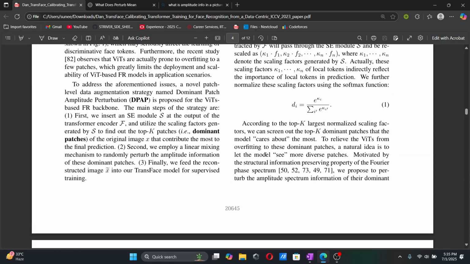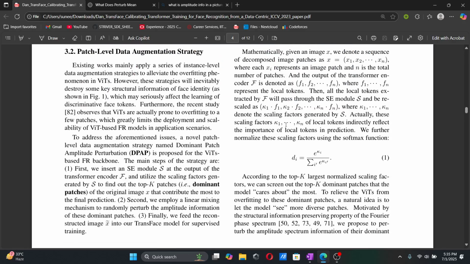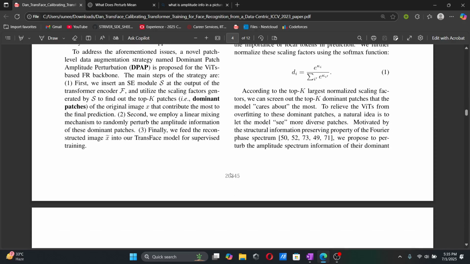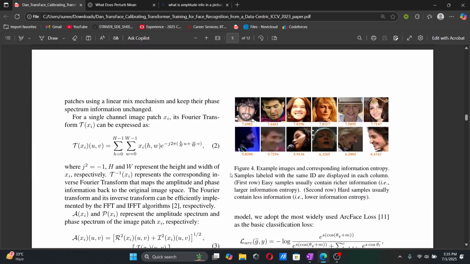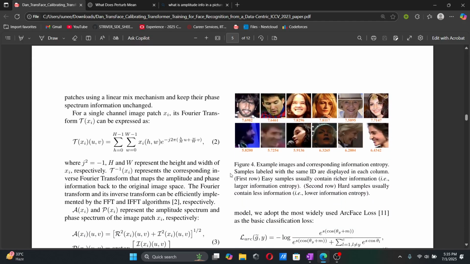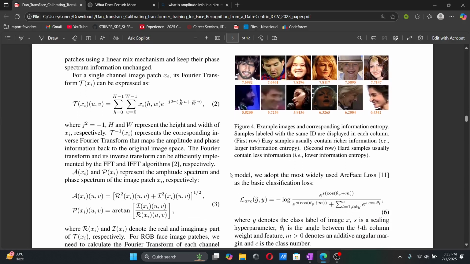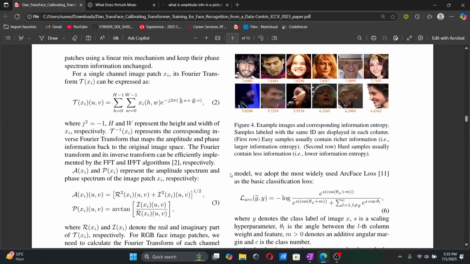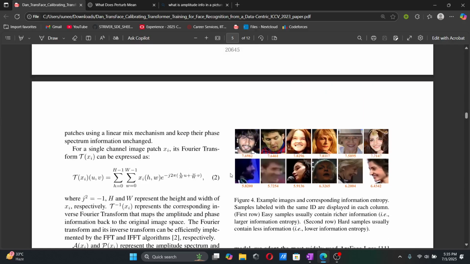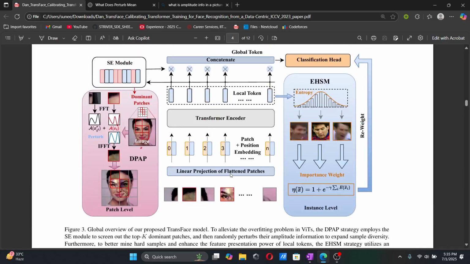One thing I didn't understand is, you pass it through the transformer and then you get the dominant patches, and then you use those dominant patches, you disturb those dominant patches and then pass it further into the network. But are we passing them again into the transformer or not? That's my question.